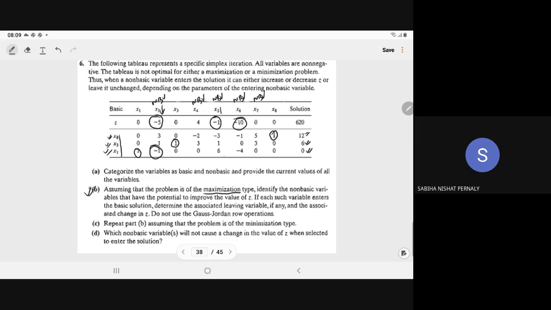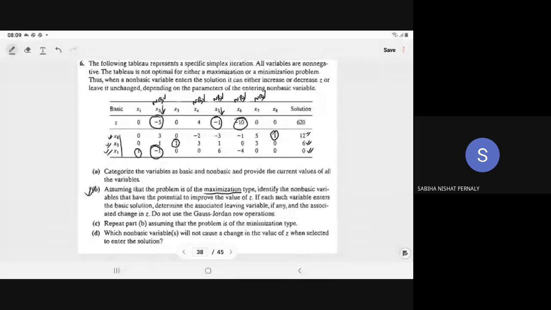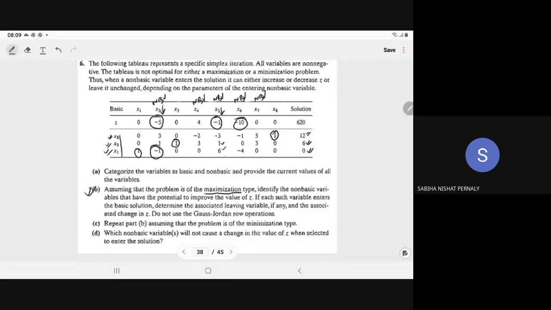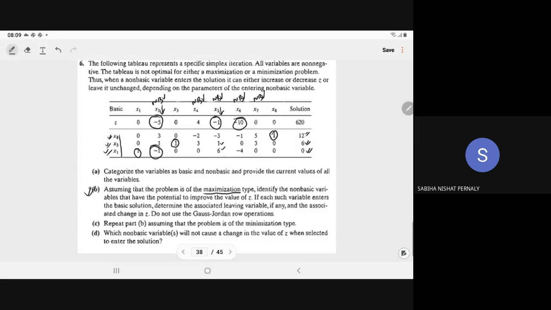Similarly, corresponding to x5, we have 6 upon 1 and 0 upon 6. These two are the valid entries.